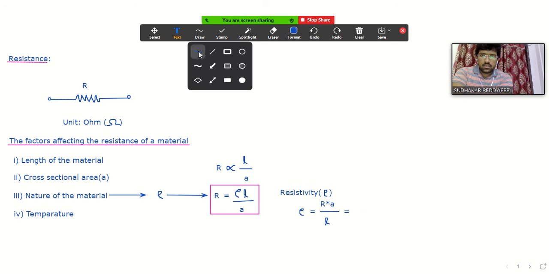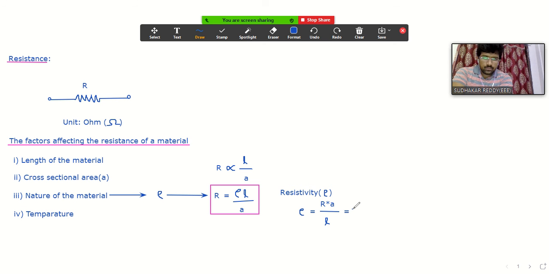So the unit for the resistance is ohm. Yes or no? And the unit for cross sectional area is meter square. Yes or no? And the unit for the length is meters. So this meter square and meter get cancelled. What is the final unit for the resistivity? That is ohm meter. So very very important, the unit for the resistivity is ohm meter.